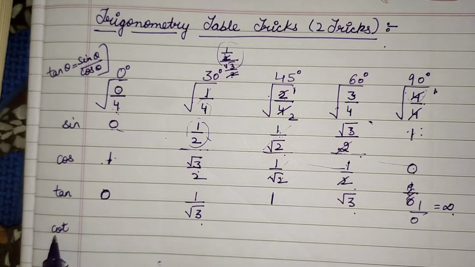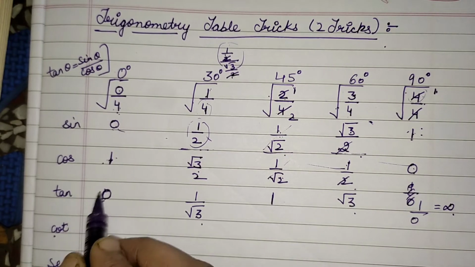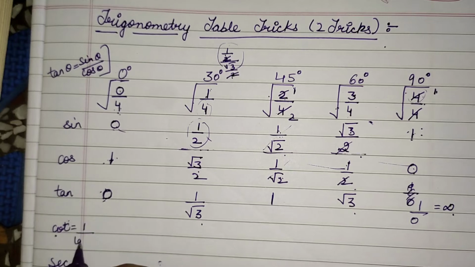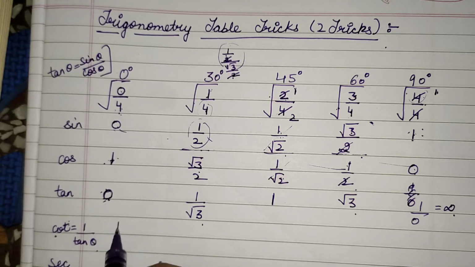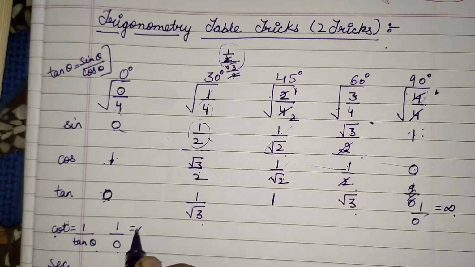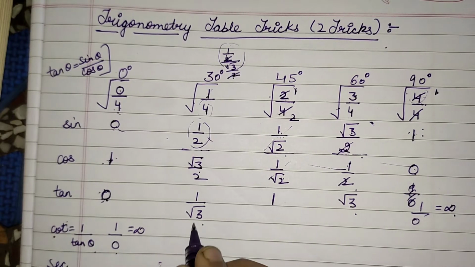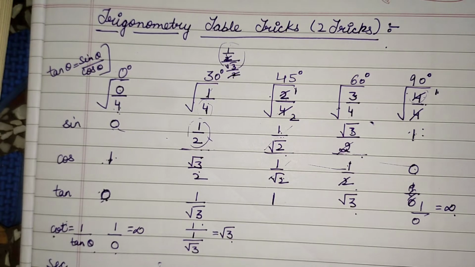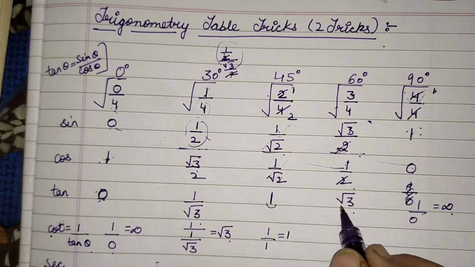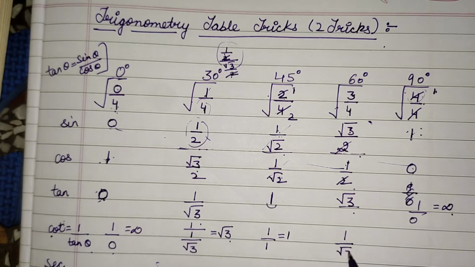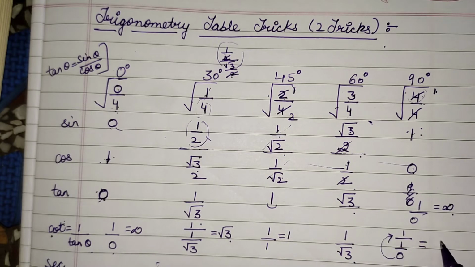Okay, coming to the next, cot. Cot is the reverse of tangent. Cot theta is equal to 1 by tan theta. So whatever the value is here, I will write 1 by 0, which is equal to infinity. And for here, I will write 1 upon 1 by root 3, which will come equal to root 3. Then 1 by 1 will become equal to 1. Then 1 by root 3, and this is 1 by 1 by 0. When it goes to the upper side, it will become equal to 0.